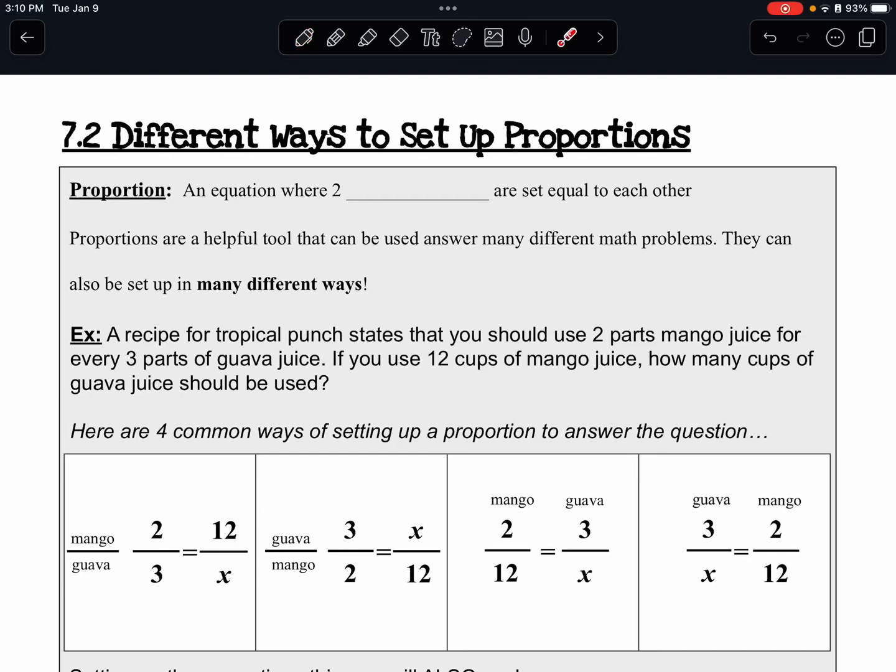In this video, we are going to learn about different ways to set up proportions. Let's begin. Let's review what a proportion is. It's an equation where two ratios are set equal to each other.